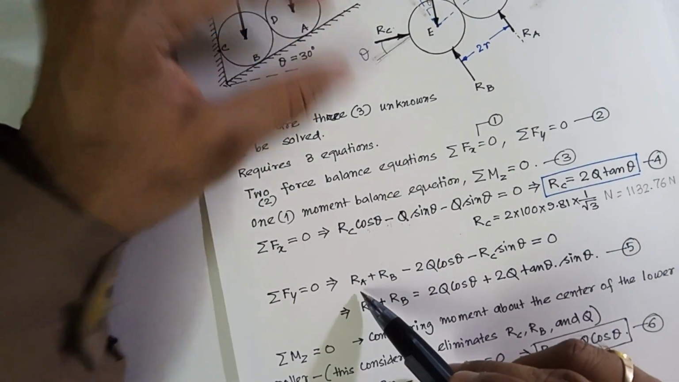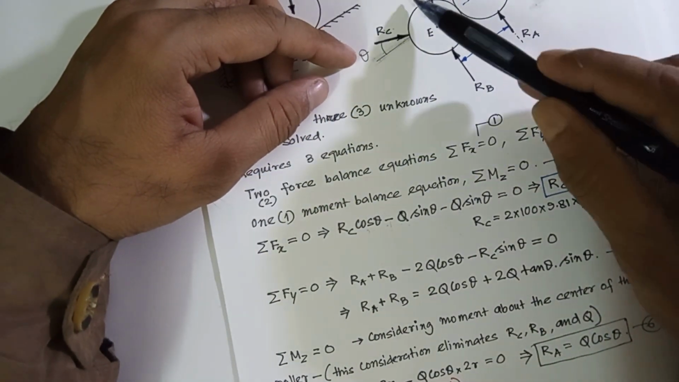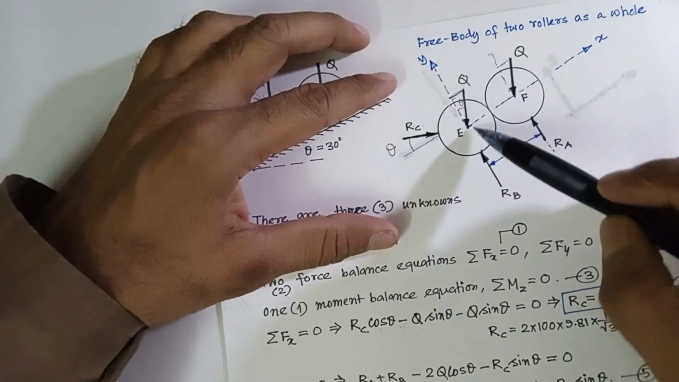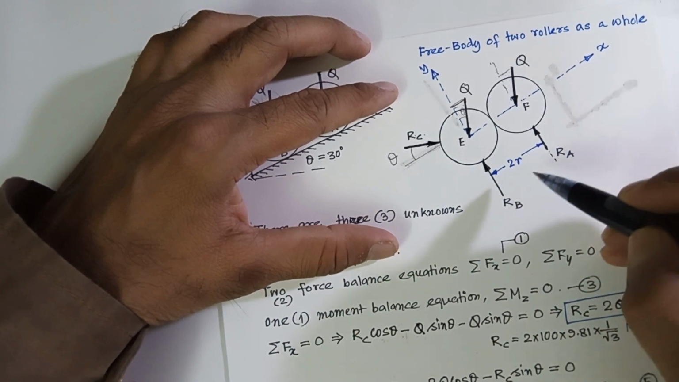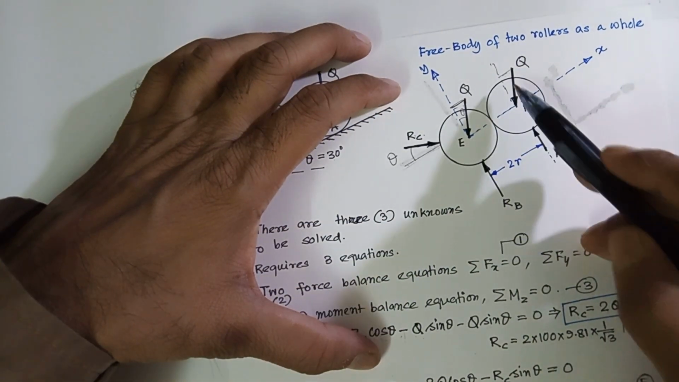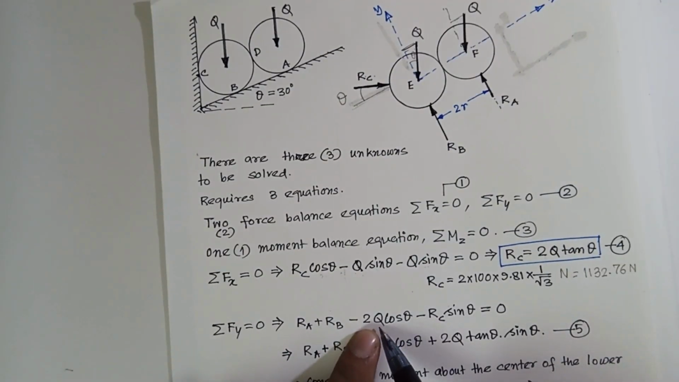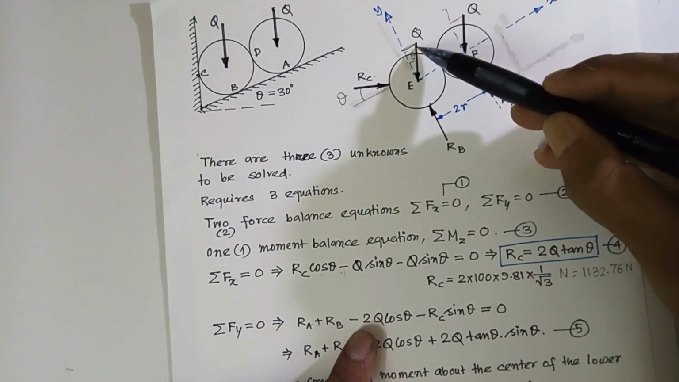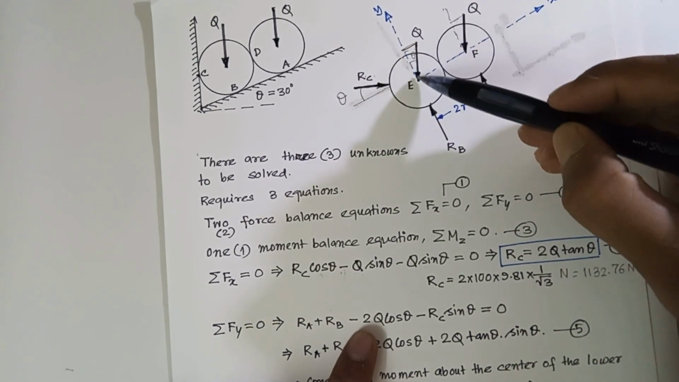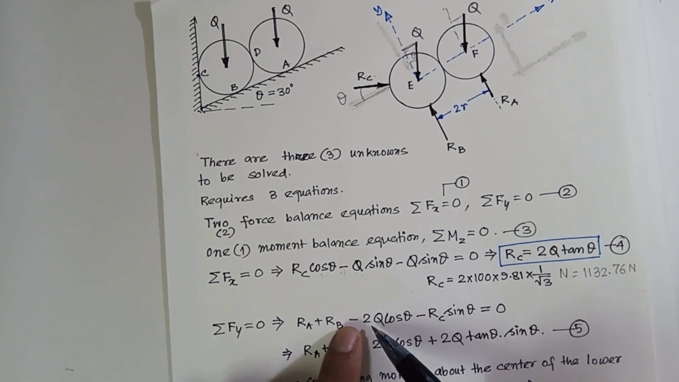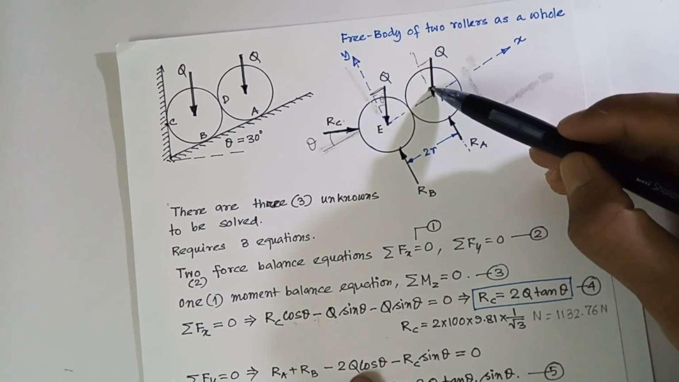Next, RA plus RB. What is that? Summation Fy is equal to 0 in this direction. So RA plus RB, you see both are in the positive y direction, minus this one, 2q cos theta. So q is in this direction, so along the negative y direction, q cos theta. So that is why minus 2q cos theta. One q cos theta for this, another q cos theta for this.